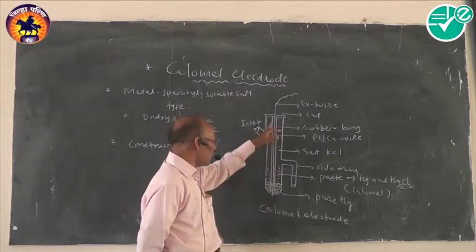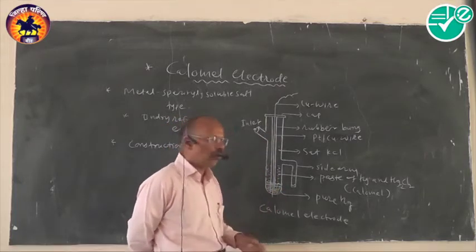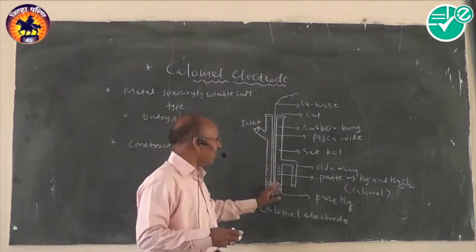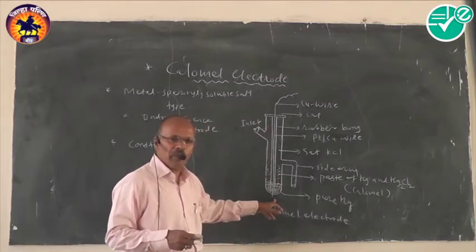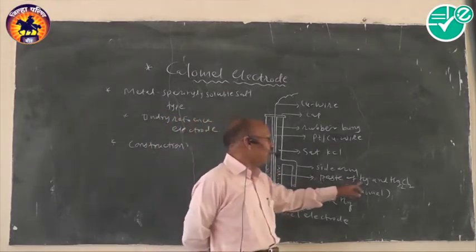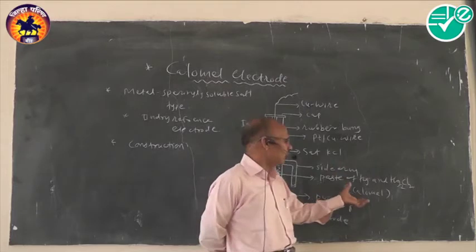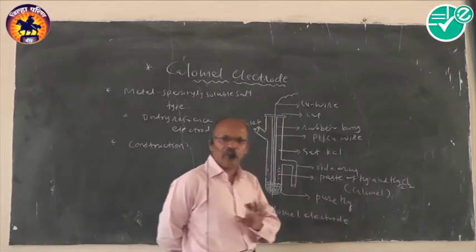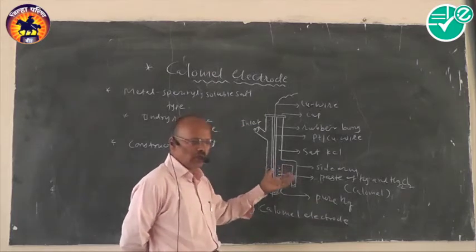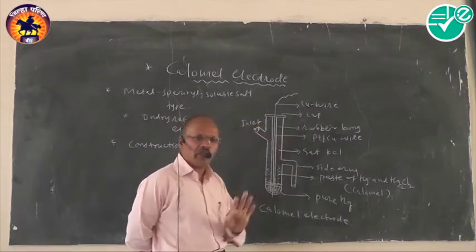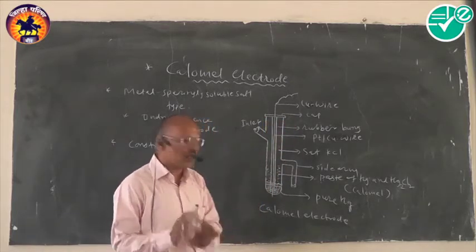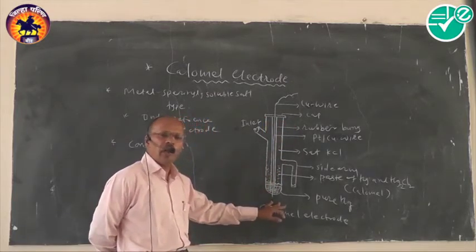In this glass tube, we place fresh mercury at the bottom, and a rubber band with the platinum wire we place in this mercury. After that, above this mercury we place the paste of mercury and mercurous chloride, which is known as calomel. Hence the name of this electrode is the Calomel electrode. And above this portion, we place saturated KCl, and it is enclosed with the help of a cap. The overall assembly we call the Calomel electrode.